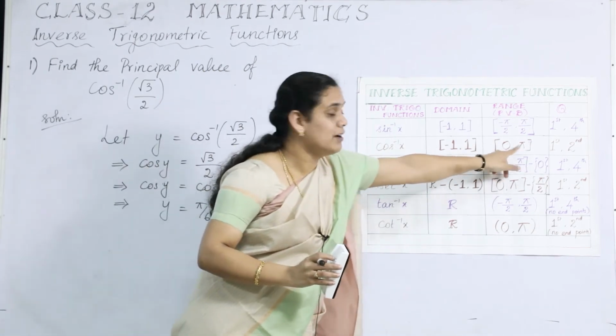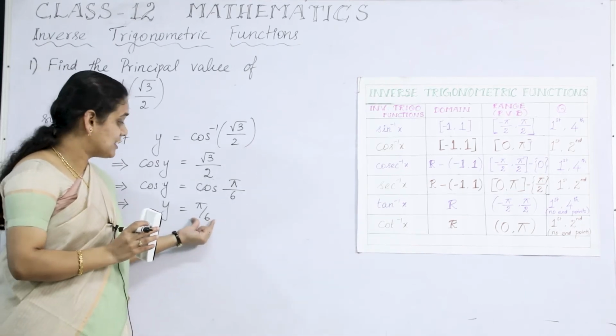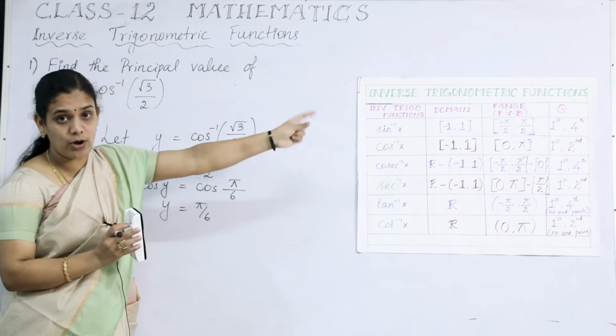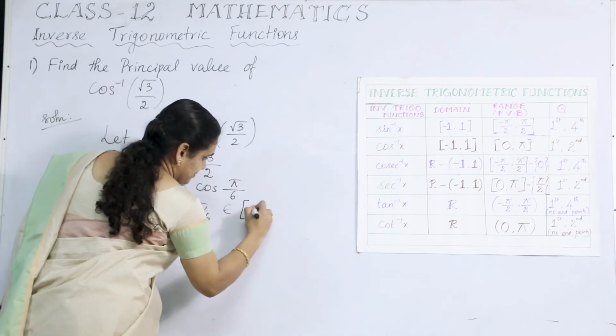See, y equal to pi by 6, our cos function, isn't it? So this is 0 comma pi. Is it in this 0 comma pi? Yes. Pi by 6 is 30. 30 belongs to this 0 and 180 or not? It is lying in this interval. Therefore, this is the correct answer.